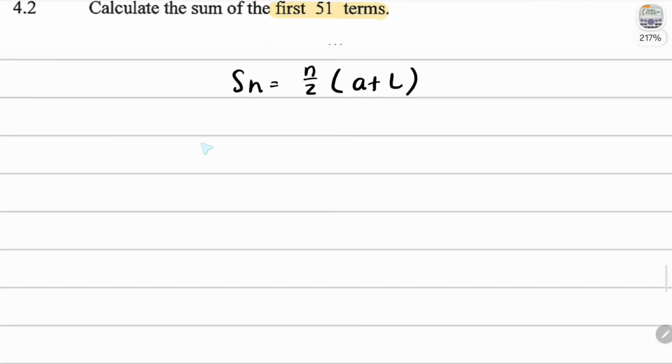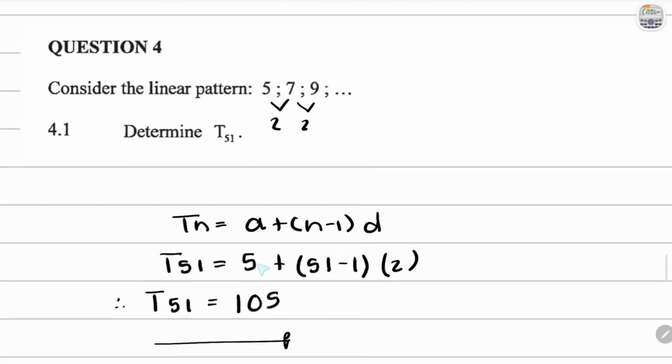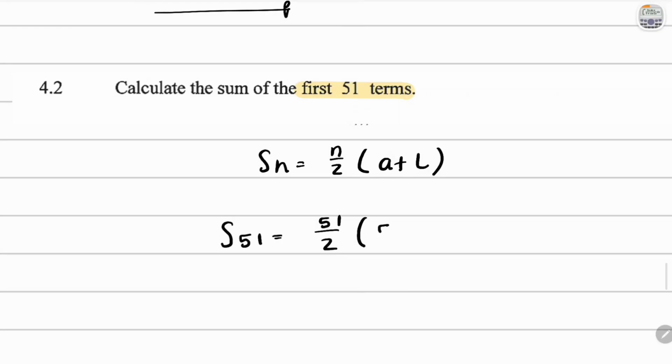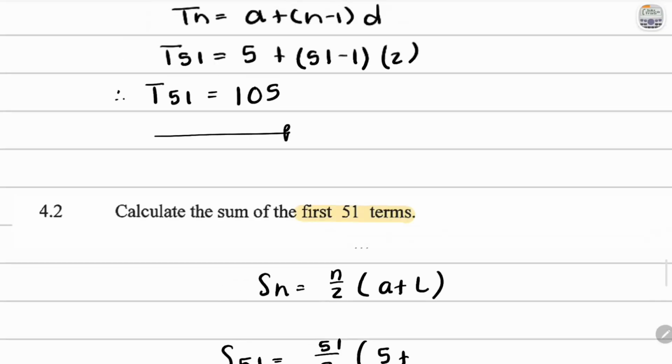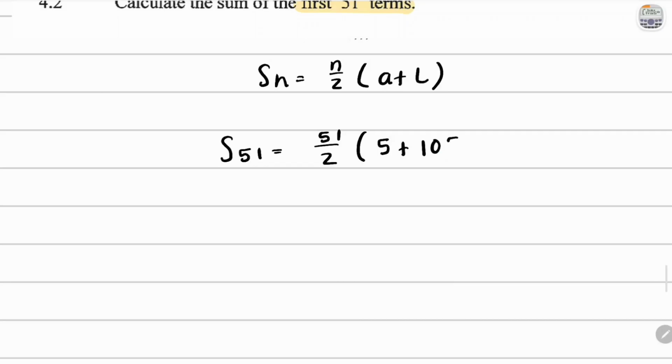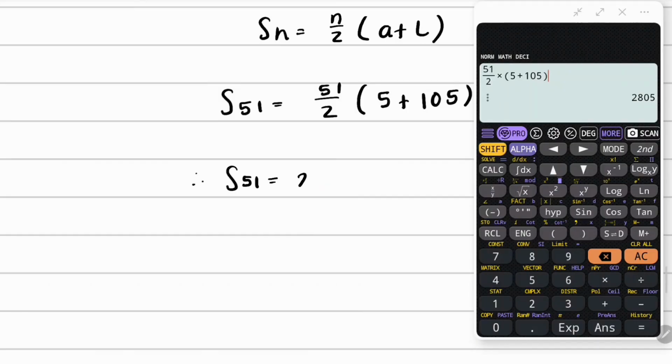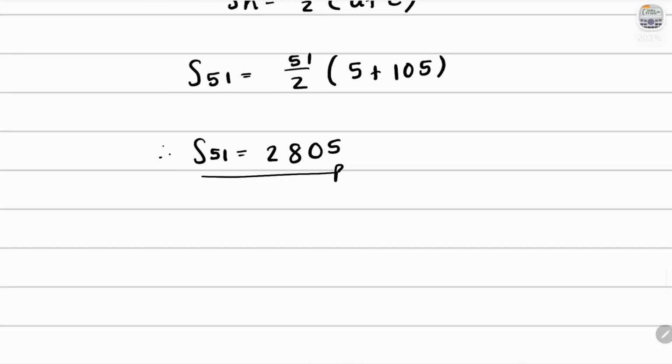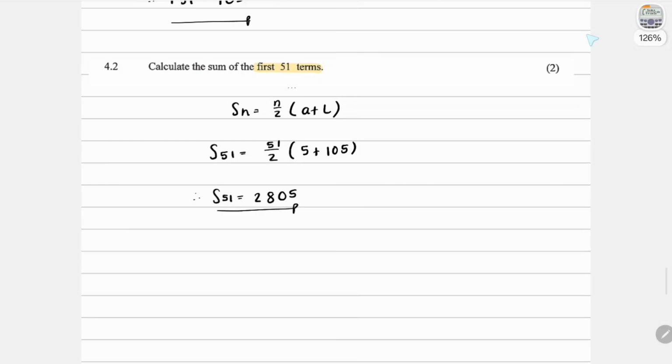So this is going to be the sum of 51 terms is equal to 51 over 2. And then in place of a, our first term is 5. So we'll say 5 plus the last term is 105. So 105. And that will be our answer, the sum of 51 terms. And that is 2,805. And that is it for this question. Moving on to the next question.